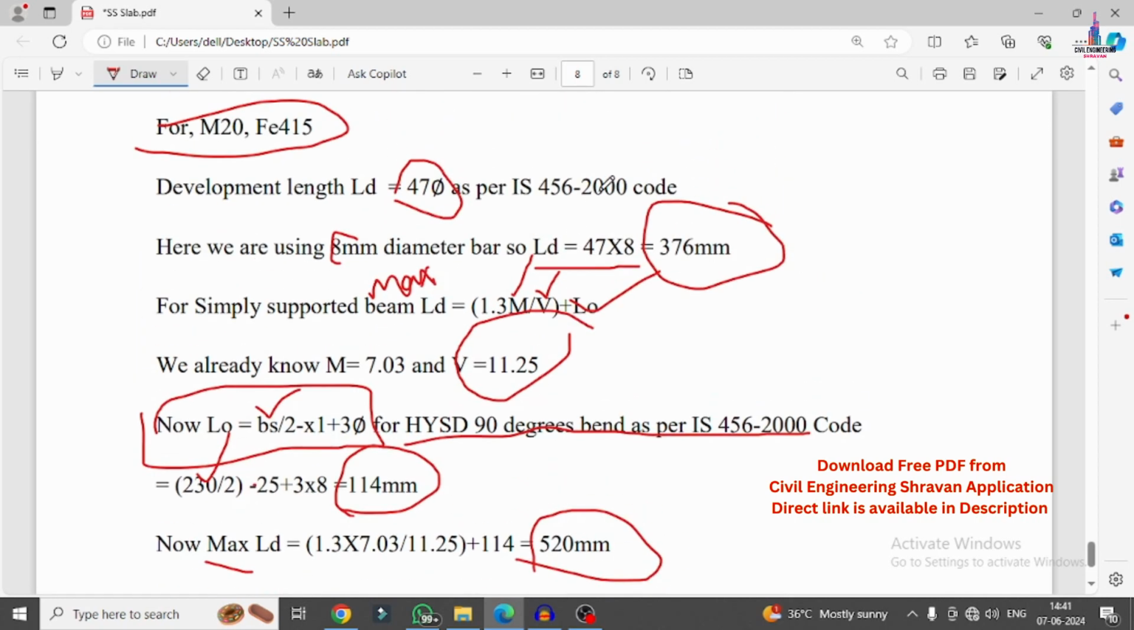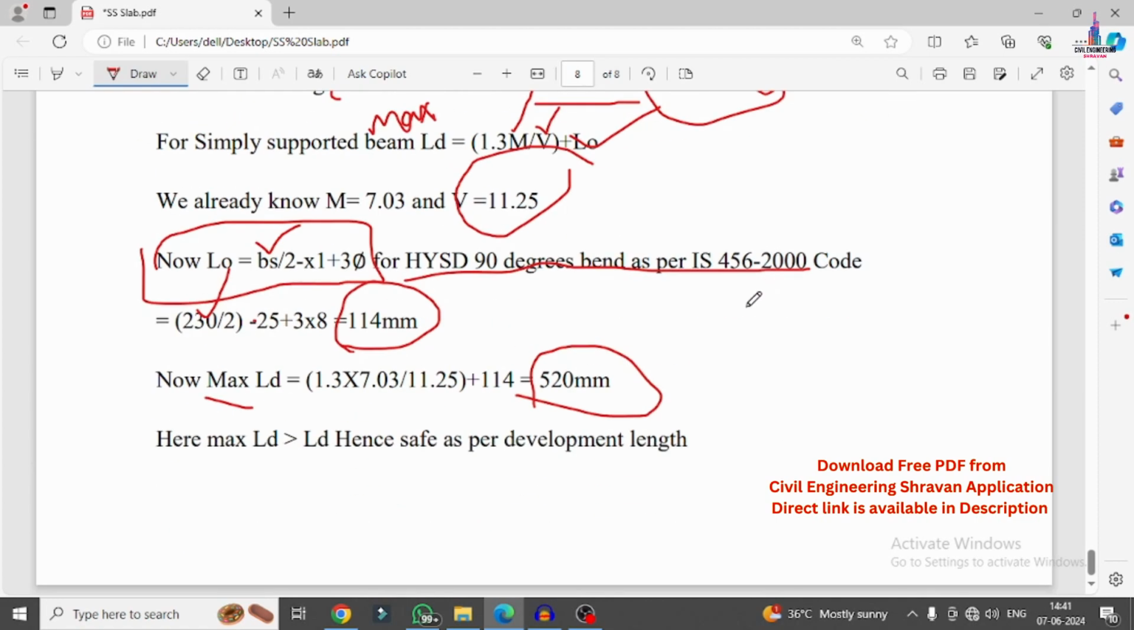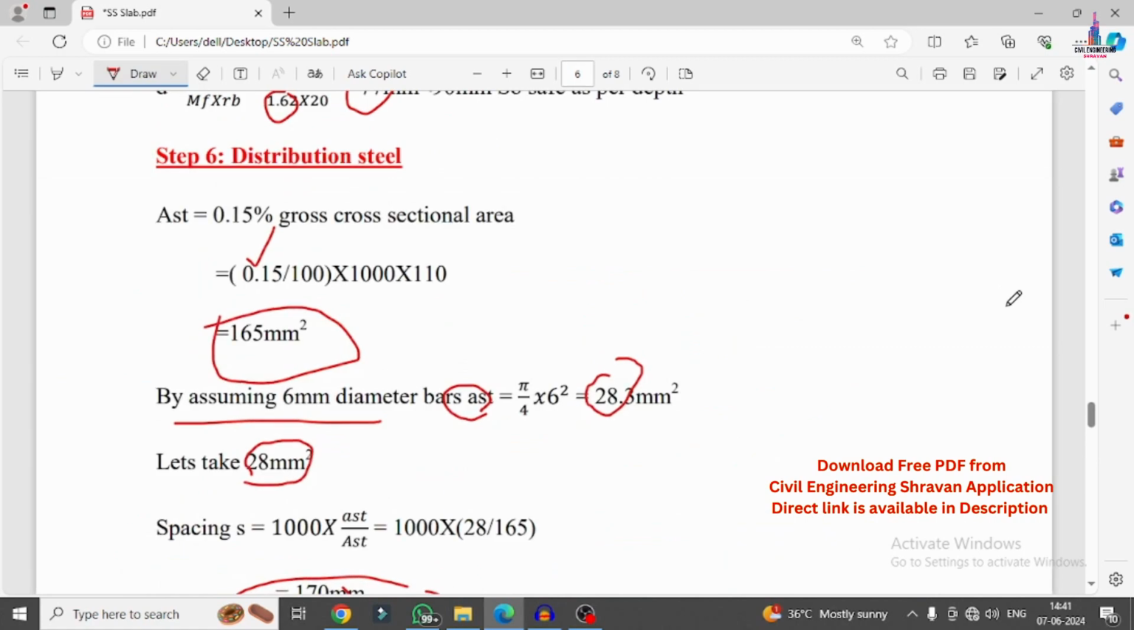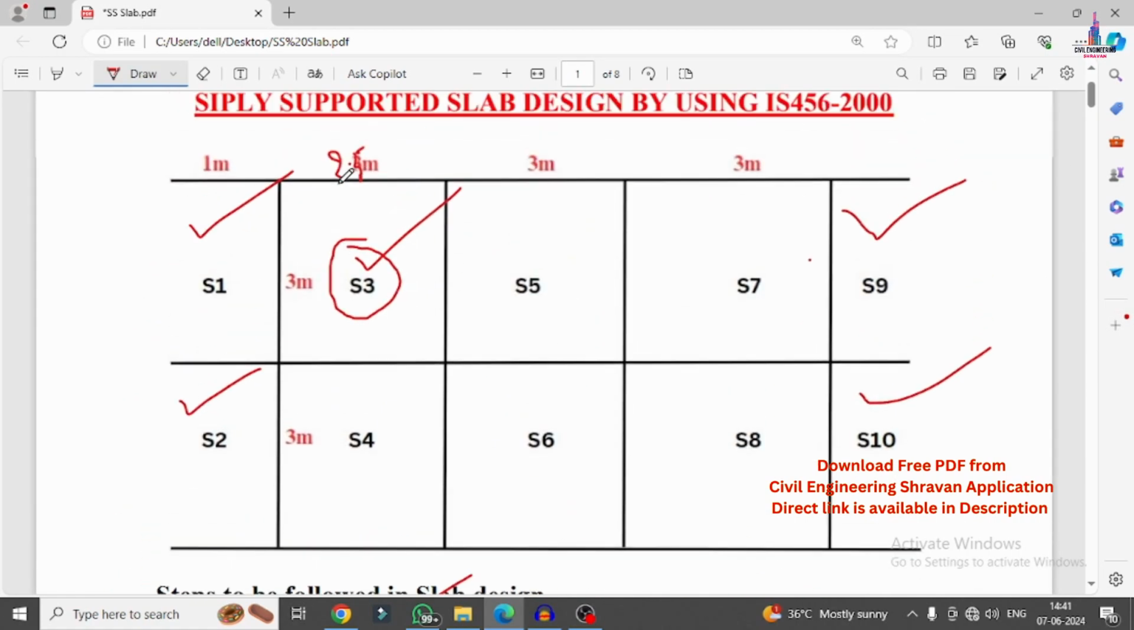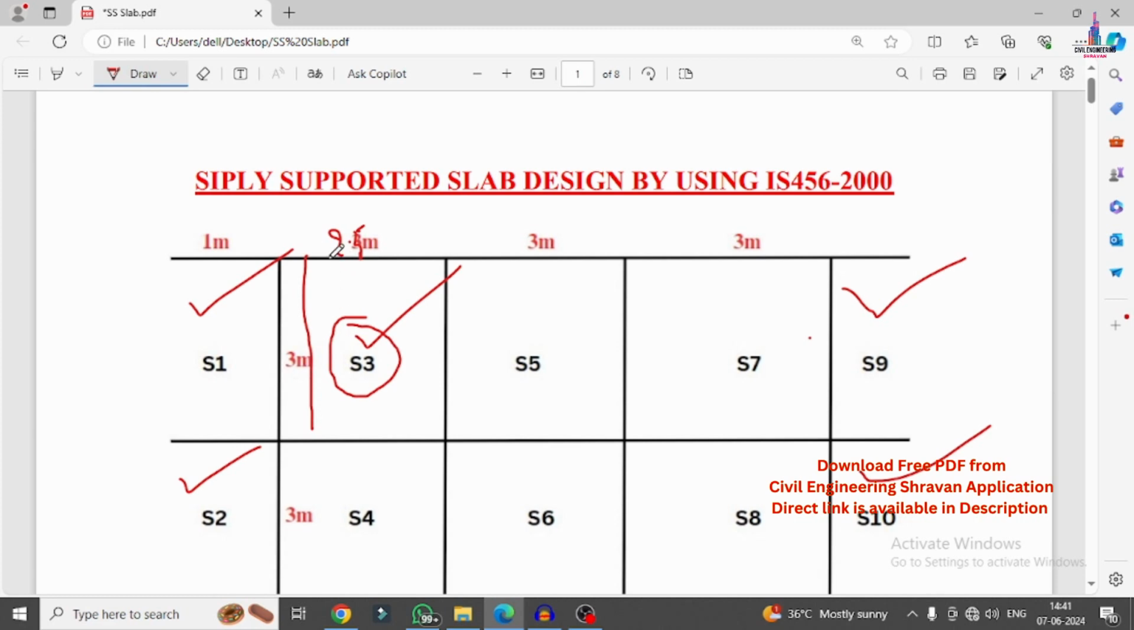This is greater than the Ld value we obtained from the development length calculation, which is 376 mm. So hence it is safe as per the development length also. We have to provide the main bar of 8 mm diameter placed at 200 center to center distance for this particular slab section.